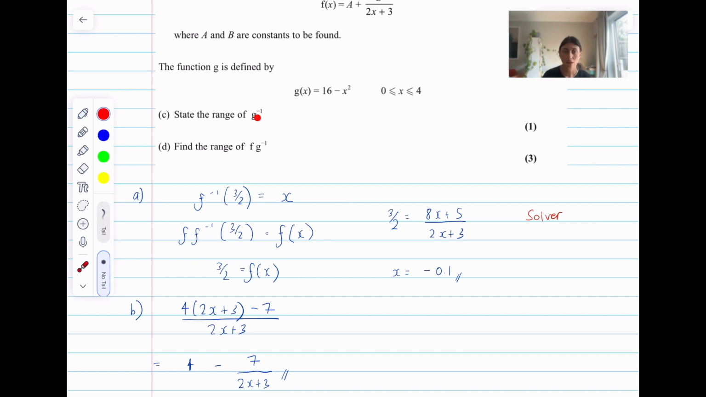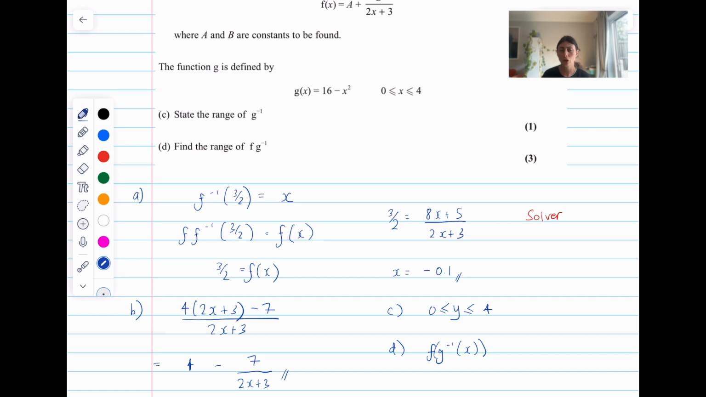Part C, we need to find the range of G inverse. The range of the inverse function is the same as the domain of the original, in this case we've been given it. So we just copy that down, making sure to write y instead of x. And then finally, find the range of FG inverse, 3 marks.